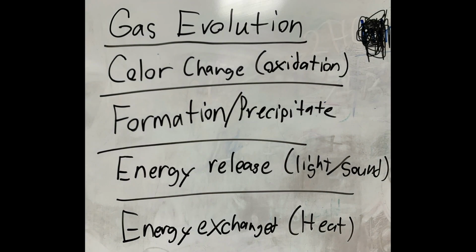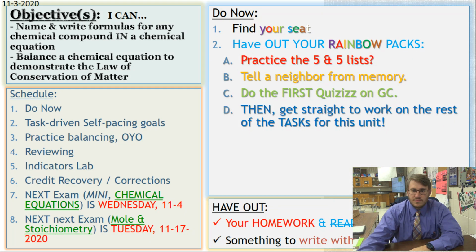So let me go back to it. Those are the 5 indicators of reaction. Those are 2 lists of 5. I had students tell a neighbor from memory, and then do the first quizzes on GC. That would be the 20-question chemical equations practice quizzes on GC. And then get straight to work on the tasks.